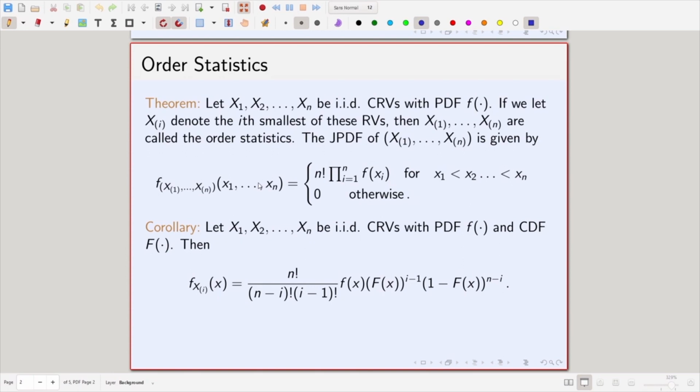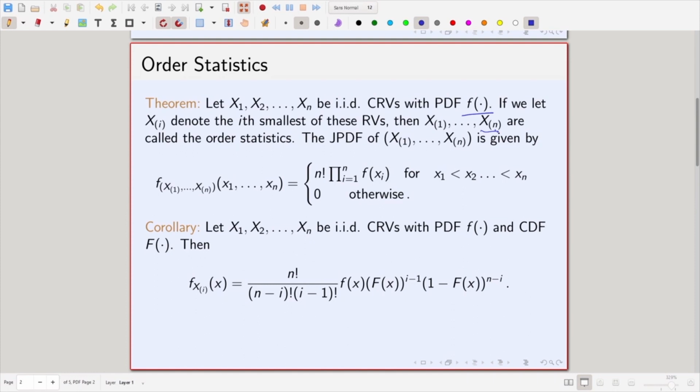So, it is a theorem. Let X1, X2 and so on up to Xn be independent and identically distributed continuous random variables with probability density function small f. If we let X(i) denote the ith smallest of these random variables, that means X(1) is the smallest, X(n) is the maximum one, X(2) is the second smallest, X(3) is the third smallest and so on.